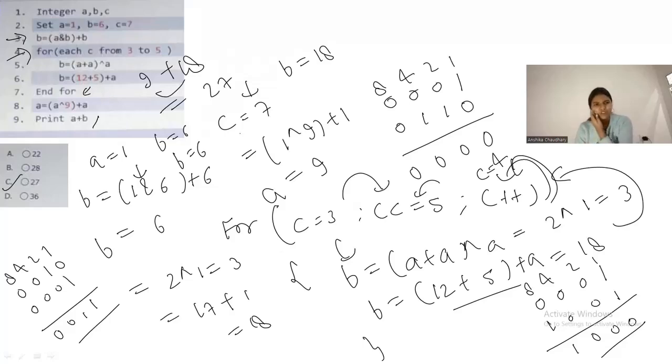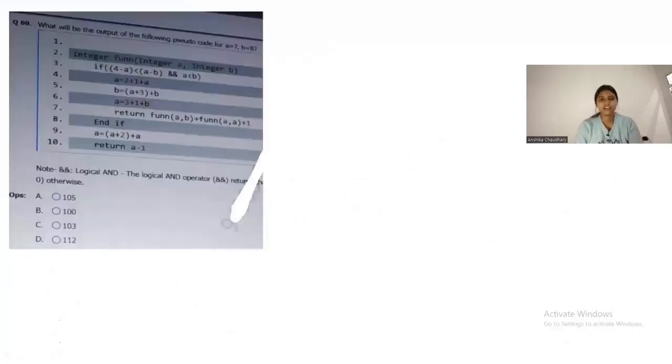So in the for loop, we didn't do anything, right? It was just our loop, okay? And the value remains the same, and option C will be the correct answer for this question. So have a look at the next question.